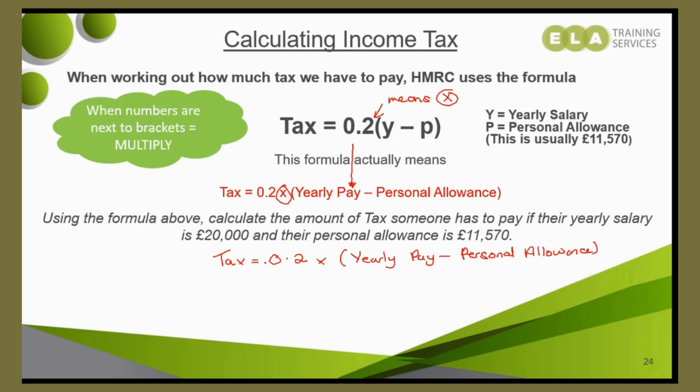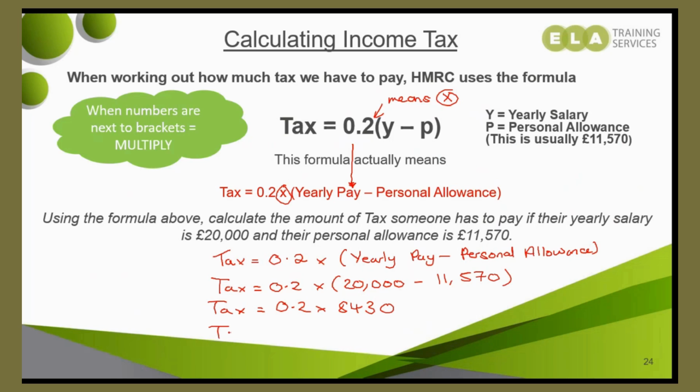So we know in our question the person's yearly pay is 20,000. So tax equals 0.2 times brackets 20,000 take away 11,570. And as these questions normally fall on your calculator paper, we're now going to work that out. So we're going to do 0.2 times, what would 20,000 take away 11,570 be? 20,000 take away 11,570 leaves us with 8,430.